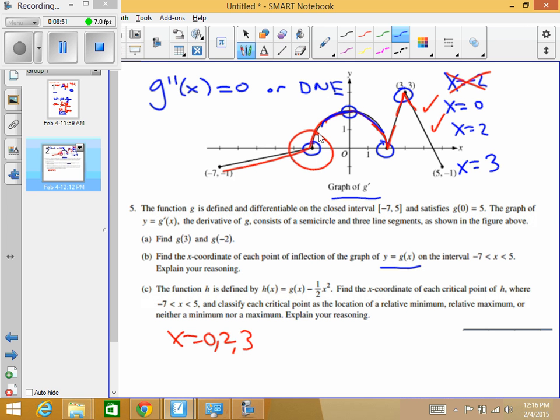To get the full credit, the first point was identifying 0, 2, and 3. If you would have included -2 in there, you would have lost that point. And you get a point for your full explanation. Any mistakes in that explanation, and you would lose that point.